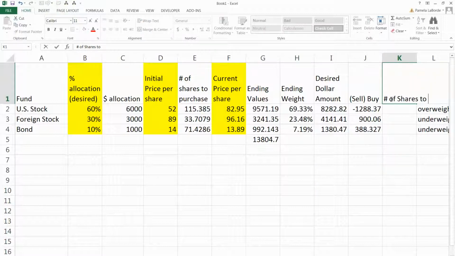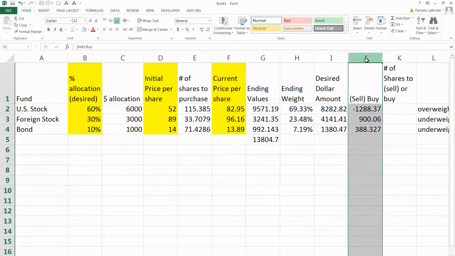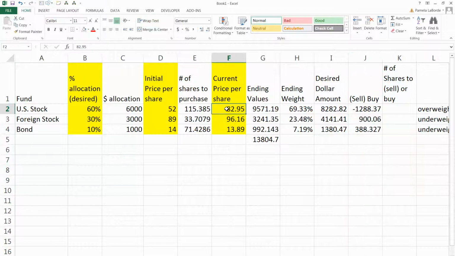So now I'm going to calculate the number of shares to sell or buy. If I'm selling, I'm going to make it a negative number. If I'm buying, it'll be a positive number. To calculate that, you just take the dollar amount that you need to sell or buy and divide by the current price per share.